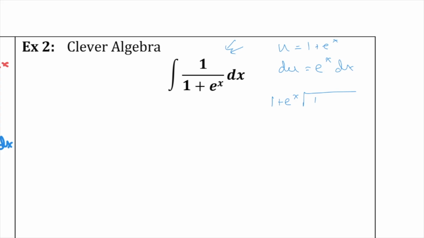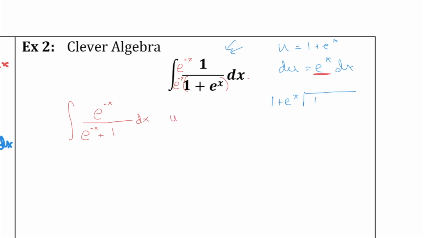Not my favorite way. My favorite way is to multiply by e to the negative x over e to the negative x. And let me tell you why. Well, when I did my u substitution, I noticed I'd like to have an e to the x in the numerator. You can't have one. But if I multiply through by e to the negative x over e to the negative x, I get e to the negative x in my denominator plus, think about it, what is e to the negative x times e to the x? If you said 1, you are correct.